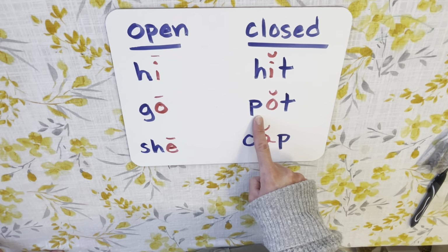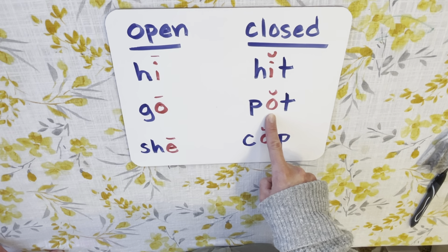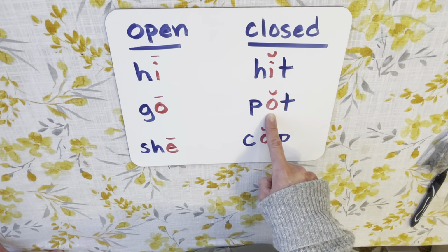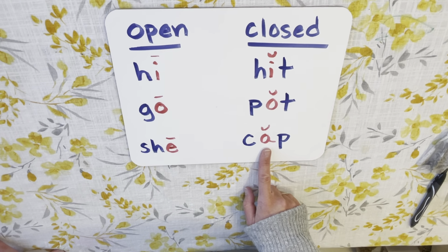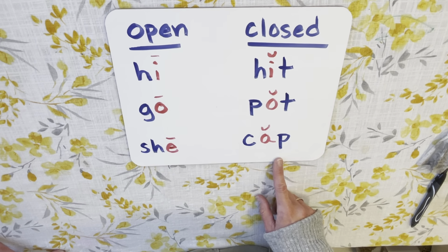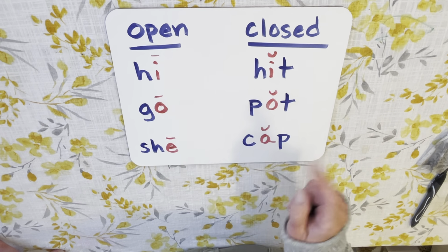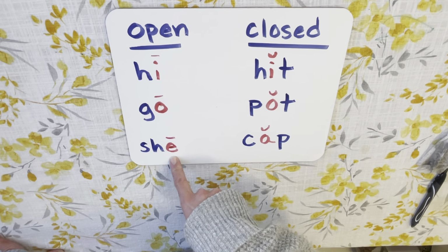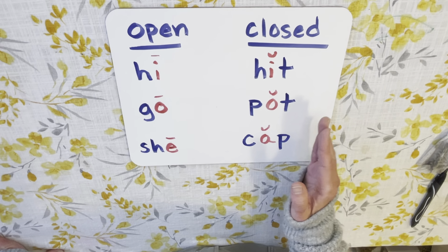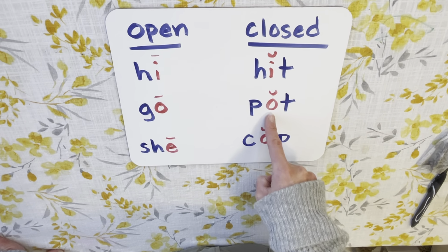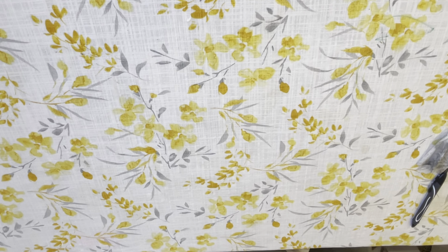Here we have the word pot. Our vowel O is making its short sound now in the word pot, okay? And the last one is the word cap. Our vowel A is making its short sound A in the word cap, okay? So open syllables, where the vowel is left out in the open, the vowels make their long sound. Closed syllables, where the vowel is closed in by a consonant, those make their short sounds, okay? Okay, that's just a little bit of a review before we move on with our lesson.